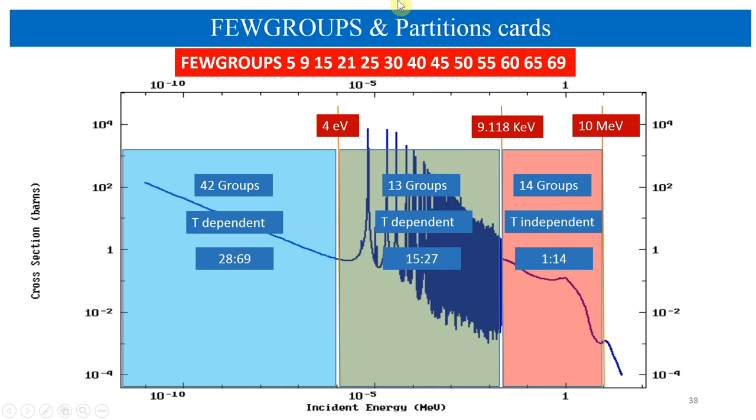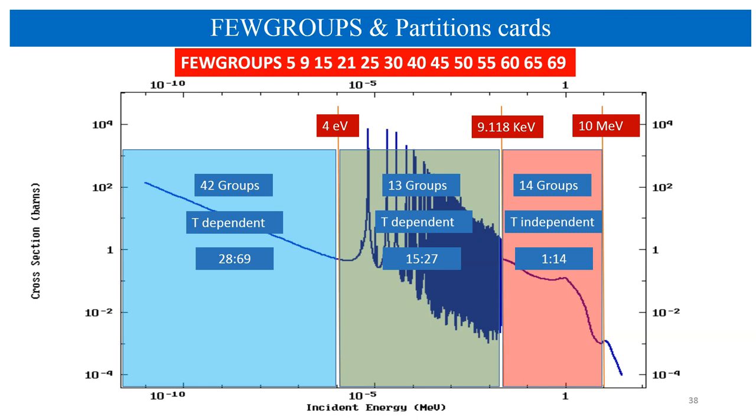Now I have a number of groups: 1, 2, 3, 4, 5, 6, 7, 8, 9, 10, 11, 12, 13 groups. So now I'm using 13 groups out of 69 groups. I can use 3 groups or 4 groups. As I mentioned before, the accuracy of the transport equation depends on the detail also, and the runtime depends on the detail. I can use the 69 groups, by the way.